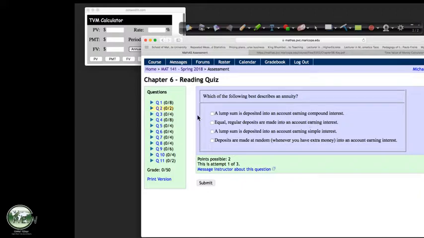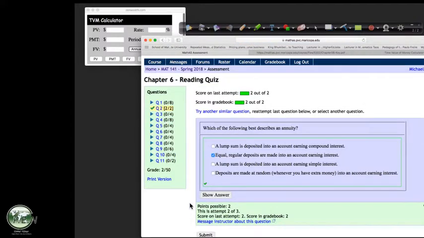Equal regular deposits. Actually, that's a better thing. It's not just putting in some money whenever we feel like it. It's doing it on a regular basis, an equal amount. A lump sum is deposited in an account earning simple interest. Nope. It's not anything about a lump sum. Deposits are made at random whenever you feel like doing it. No, I don't think so. Annuity, there's only one thing that's true. Okay. And that's the basis of an annuity.